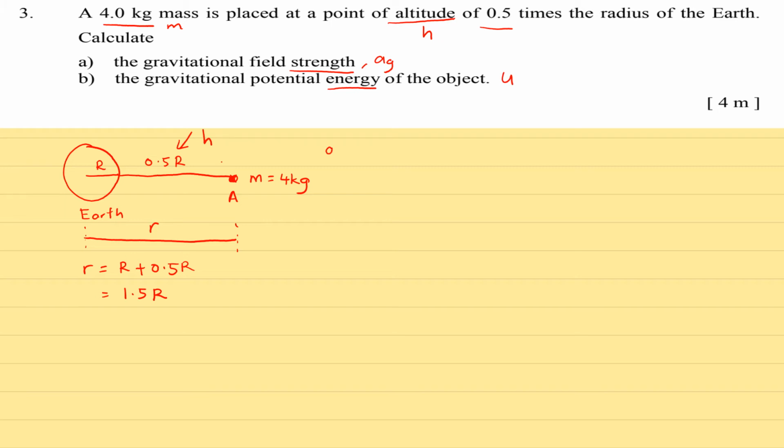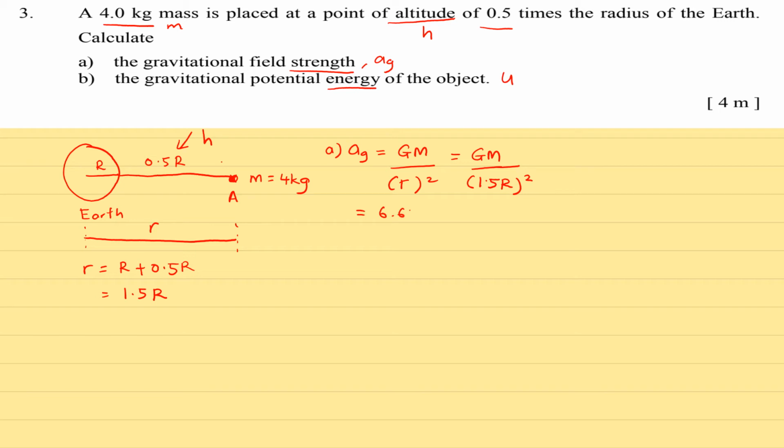Okay, for question A, gravitational field strength Ag equal to G m over R squared. Okay, so G m divided by 1.5 times radius of Earth.